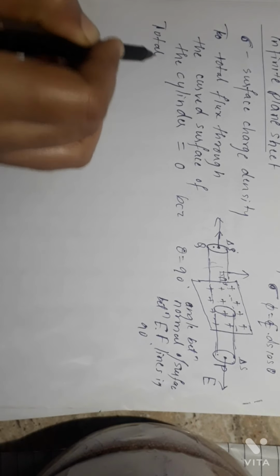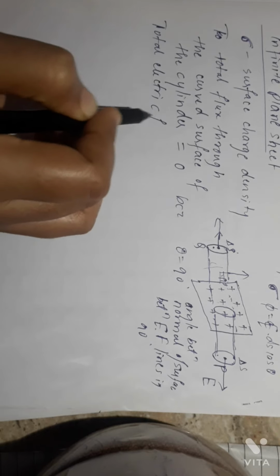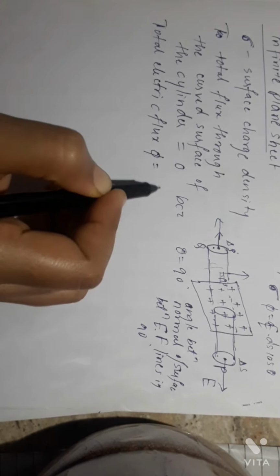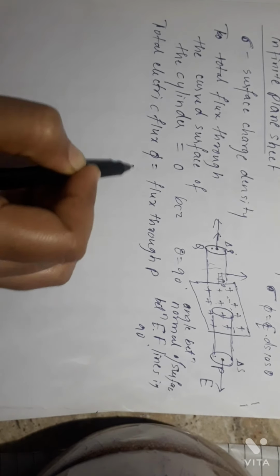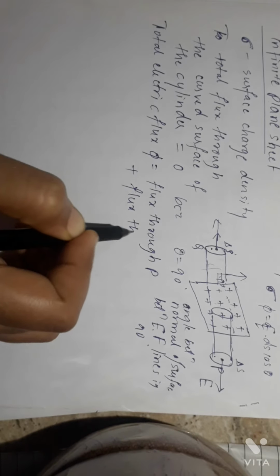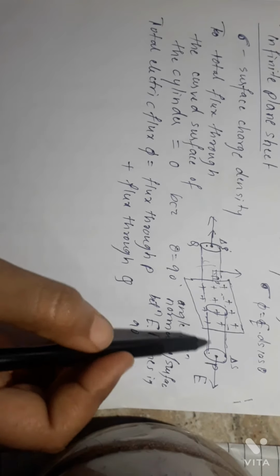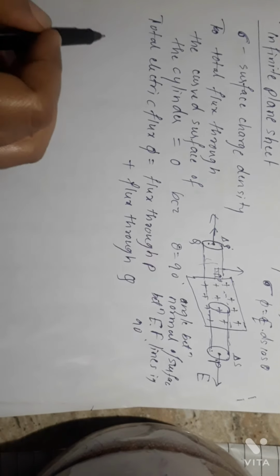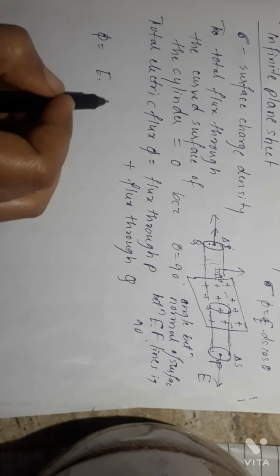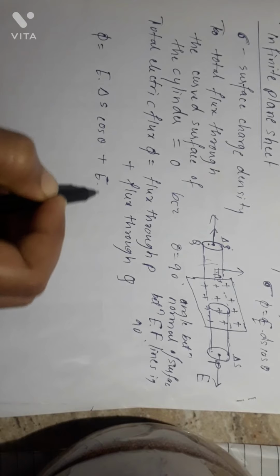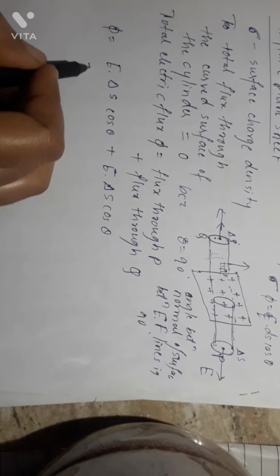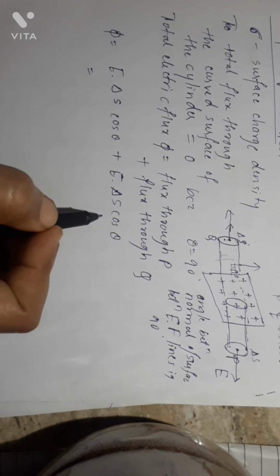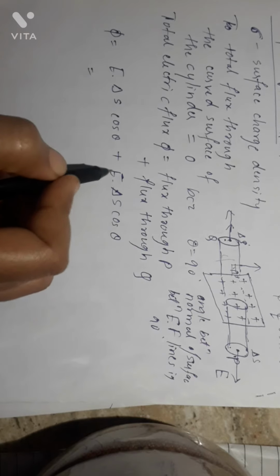Hence the total electric flux is equal to flux through P plus flux through Q. So I have to find out the flux through P plus the flux through Q. That is, flux is equal to E into delta S cos theta plus E into delta S cos theta. Here we can take E delta S as common, and cos theta is the same too, as the electric field is the same.